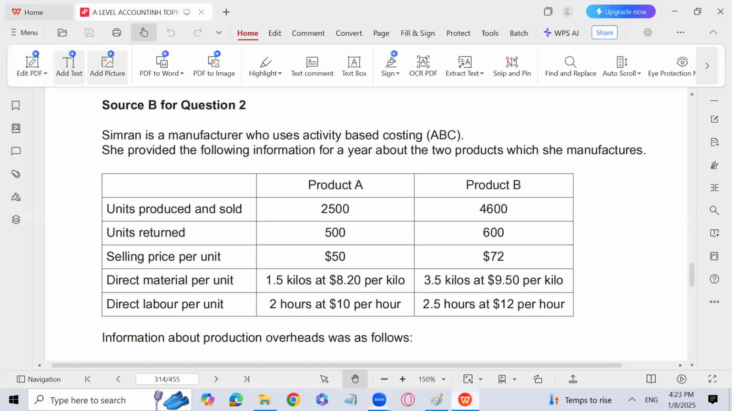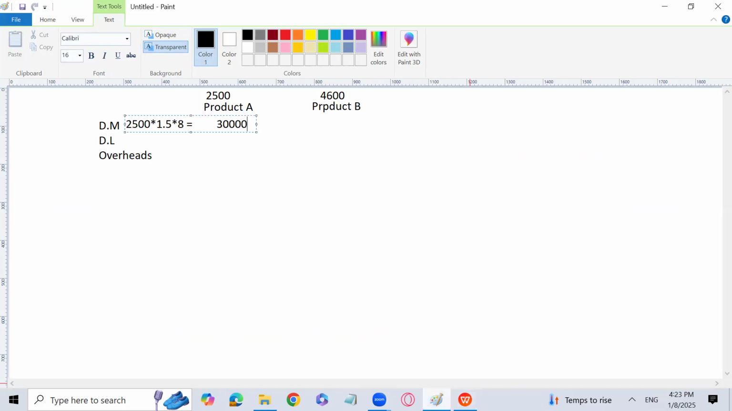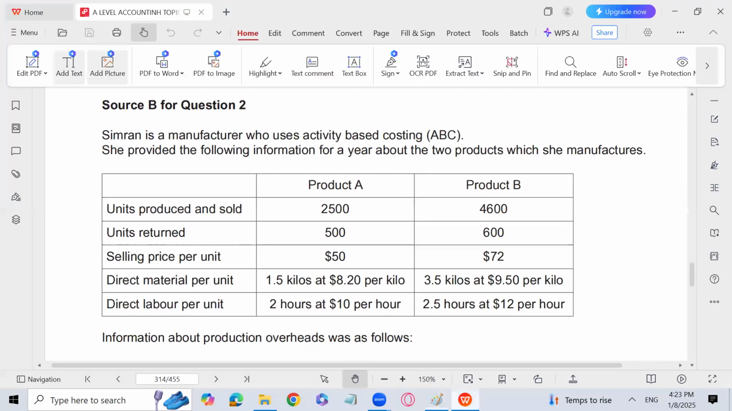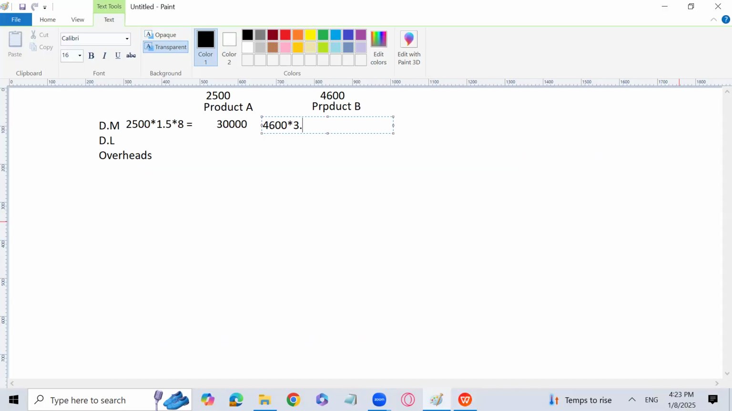Okay. Now let's talk about the direct material for product B. 3.5 at the rate of 9.5, and the units are 4,600. 4,600 into 3.5 into 9.5. How much are we going to get? 152,950. Great.